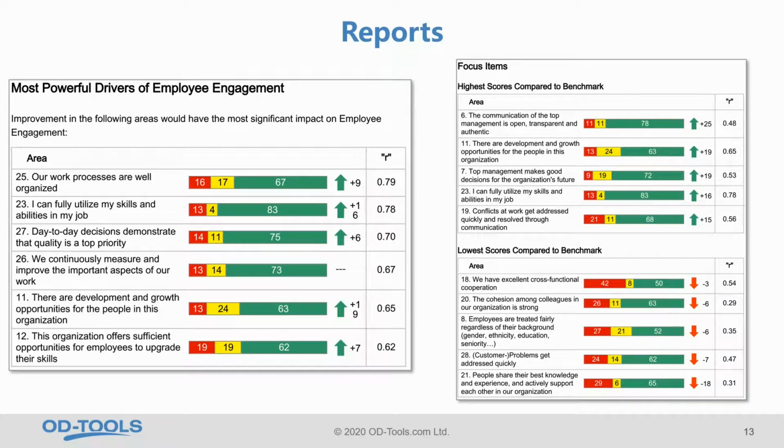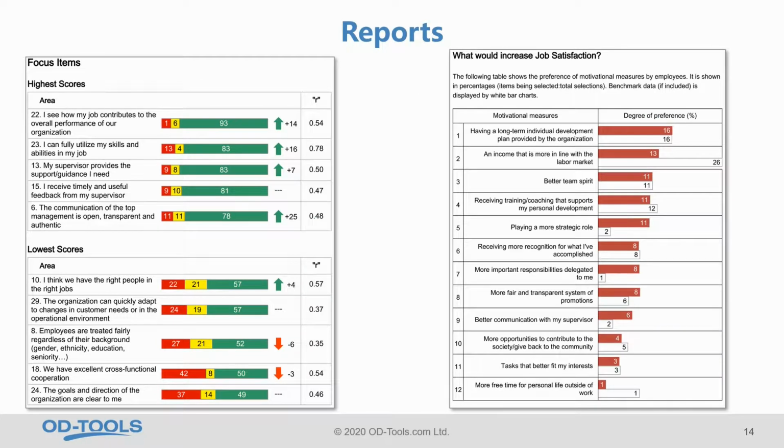And the ODMAP report helps analysis by showing focus items. What are the items that are the highest compared to the benchmark, and what are the lowest scoring items compared to the benchmark. Or here on the left you see what are the items with the highest scores and the lower scores. So this is not compared to the benchmark, this is just to each other. Where are the strengths in this segment and where may be the improvement opportunities.